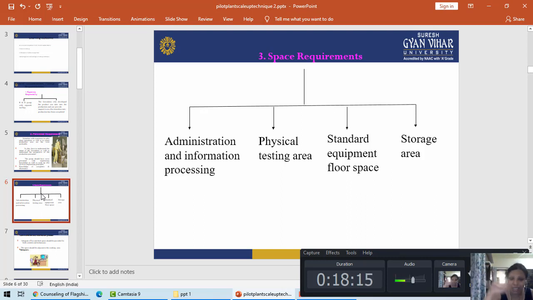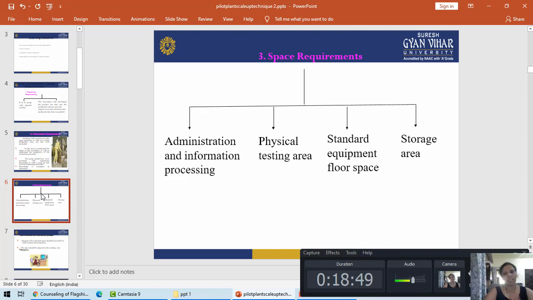Then write it down in your copy, these are the requirements of administration and processing. After that, physical testing area, write down the physical testing. What are the physical tests which are required? Then standard equipment floor space, just write it down. What type of formulation we are designing, what type of floor space we need, what type of equipment we should need in this formulation.